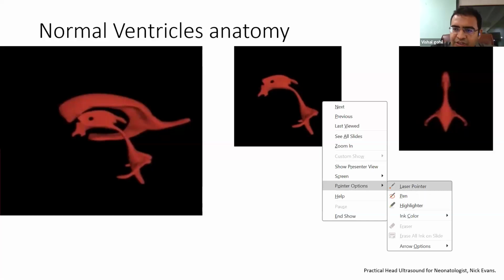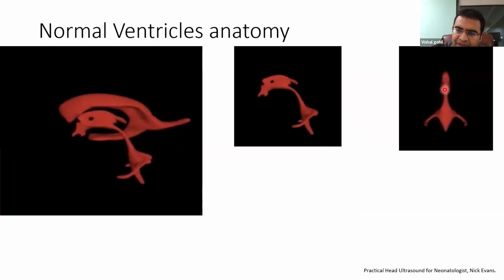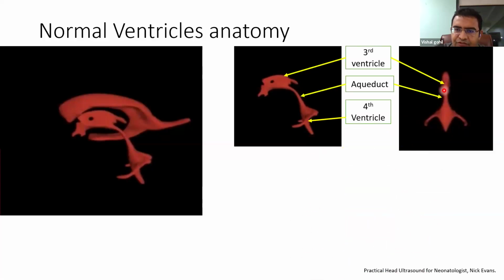The most important point to remember: when you do the midsagittal view, as Dr. Kunal already taught, you can't see the lateral ventricle. In the midsagittal view, you only see the third ventricle, the fourth ventricle, and the aqueduct. That point has to be remembered. So this is your third ventricle, this is your aqueduct, and this is your fourth ventricle.